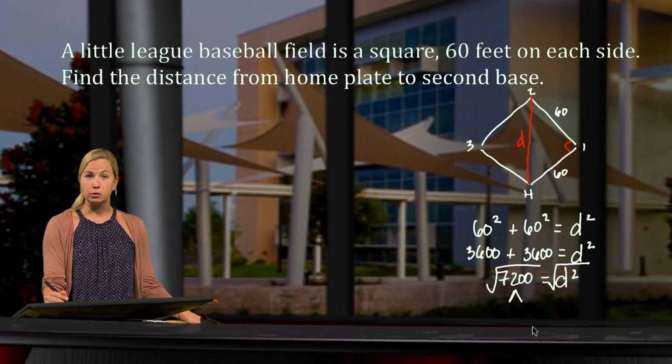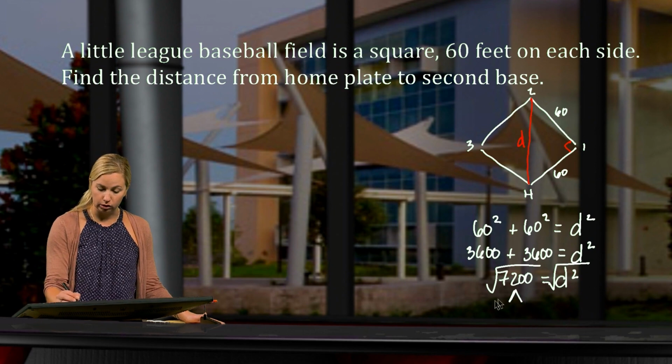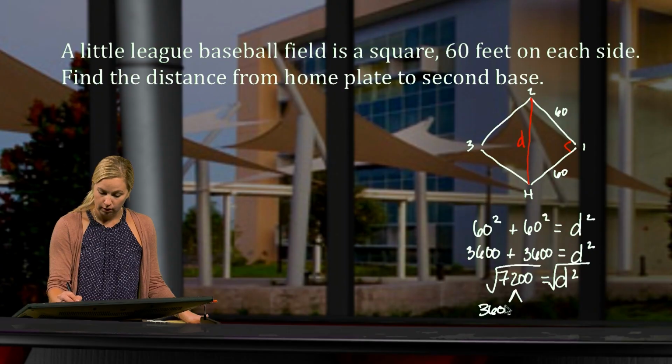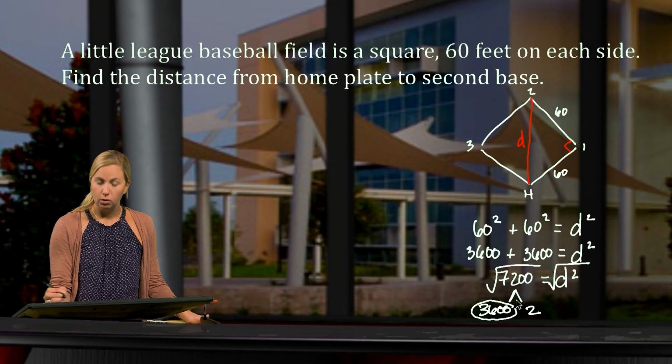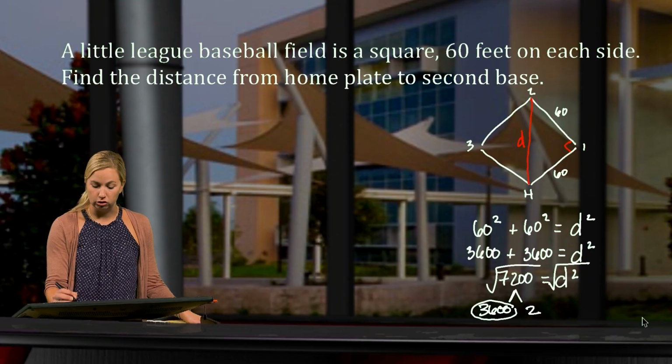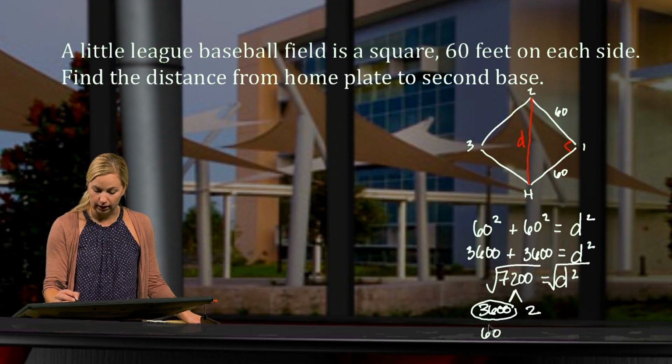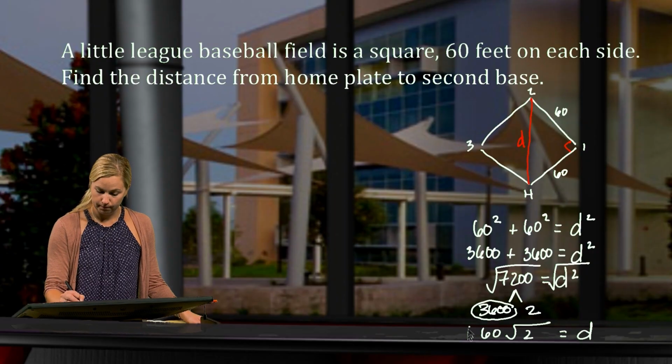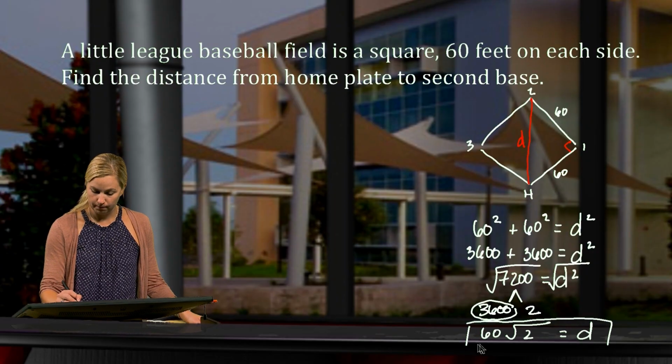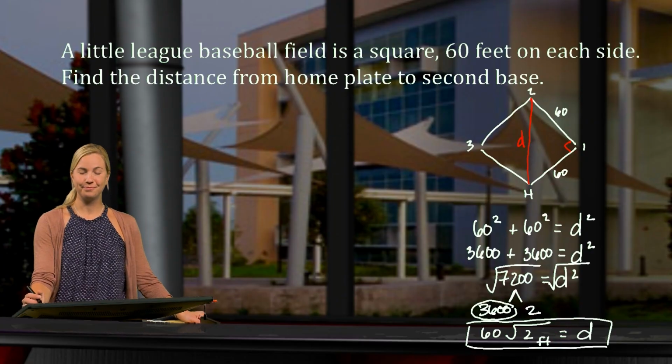The largest perfect square that's a factor of 7,200 is, in fact, 3,600 times 2, where the square root of 3,600 is 60. So D is 60 square root of 2. And this is measured in feet.